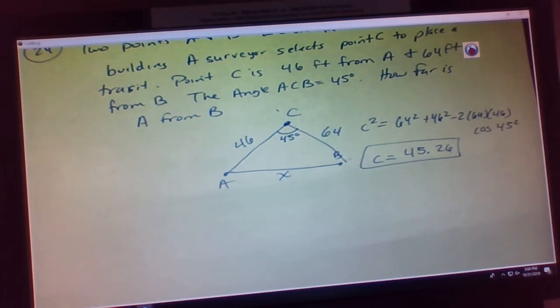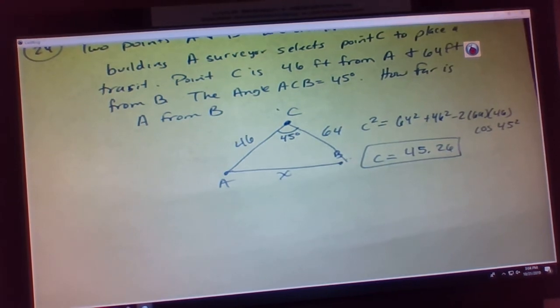Your test is scheduled for Tuesday, unless a hurricane comes. Just kidding.